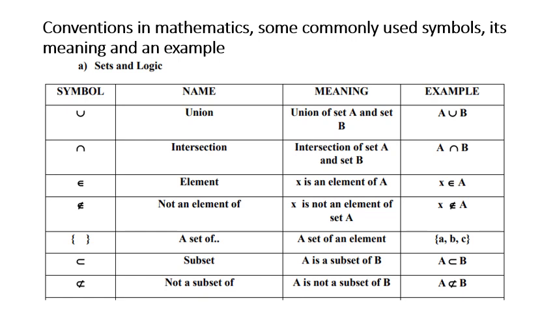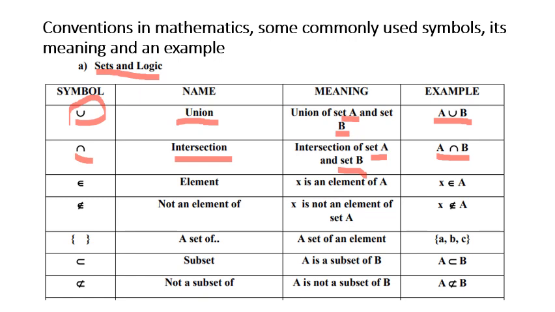This is for sets and logic. The first symbol is the symbol for union. It is the union of set A and set B. When you use this, you read it as A union B. Then this symbol, which looks like an upside-down U, means intersection. Intersection of set A and set B. When you read this, you just say A intersection B.